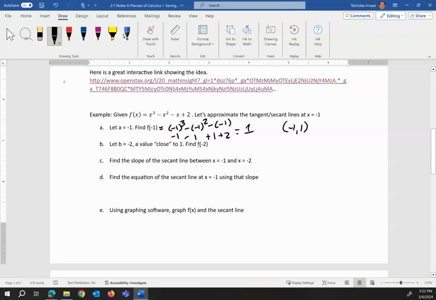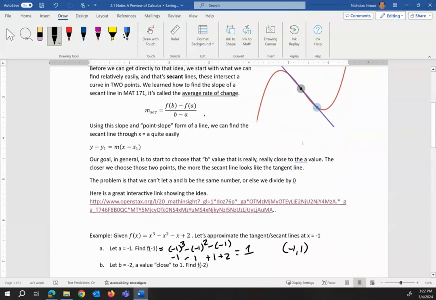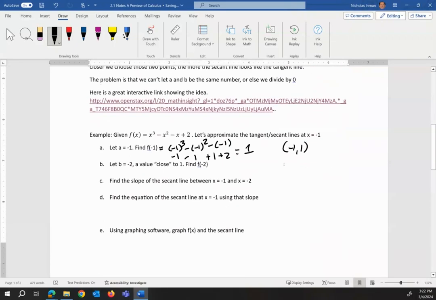So if we want to find a secant line, something like this, what we do is we pick a point that's close. This was -1, so let's choose a point like -2. Now, this function and this function aren't exactly the same, but we'll get there later. So if I plug in -2, -2 cubed, that's -8. -2 squared, that's +4, but it's minus. Minus -2, and then just plus 2. Overall, that's -8.